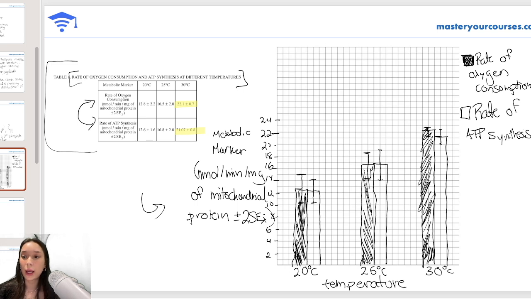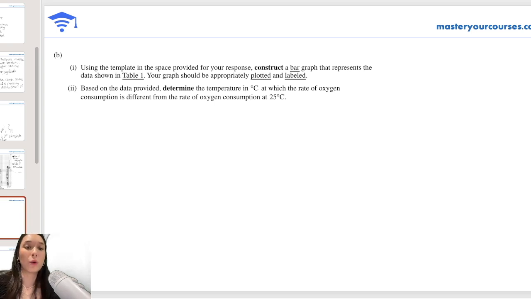So you will get marks for properly labeling the X and the Y axis. So you should have temperature, and then you should have metabolic markers with the units. You need to accurately plot these with accurate error bars. And then if you do this type of graph, you have to make sure that you include your legend as well. So this is it all graphed. Okay, so that takes care of number one.